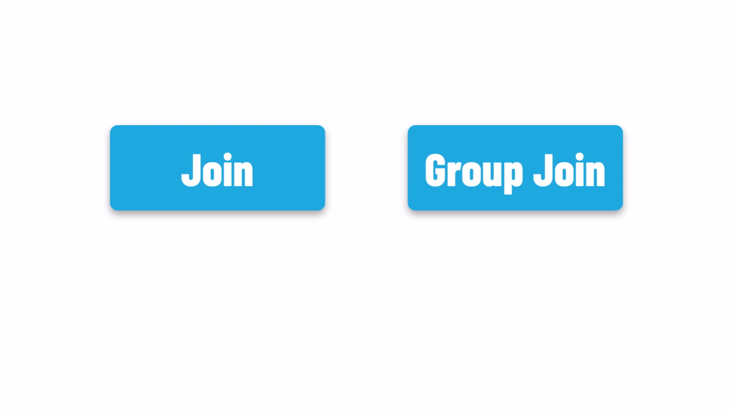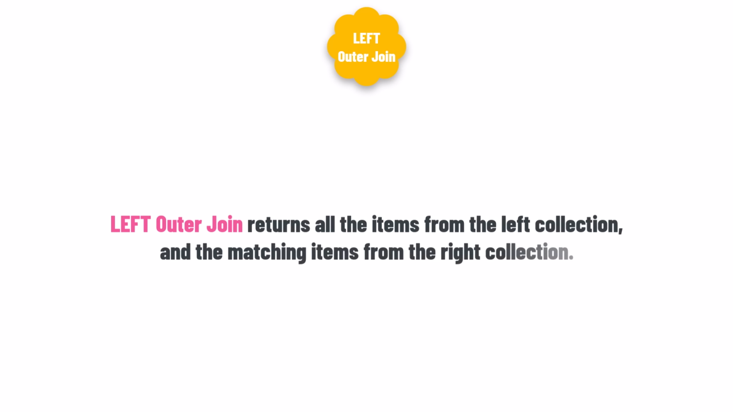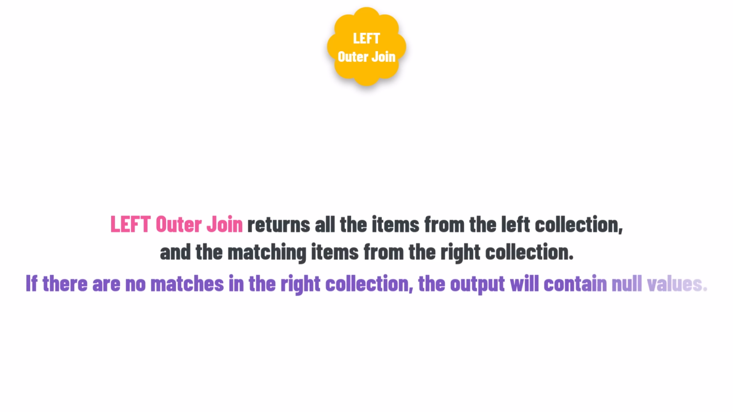Let's now check the other join types. I will start with left outer join. This join type returns all the items from the left collection, and the matching items from the right collection. If there are no matches in the right collection, the output will contain null values.